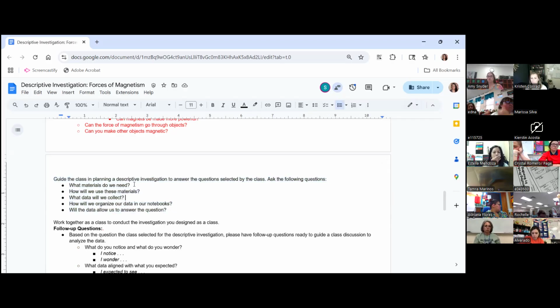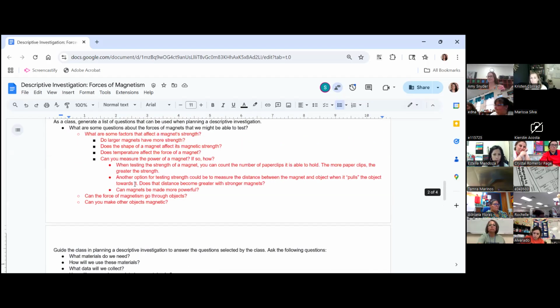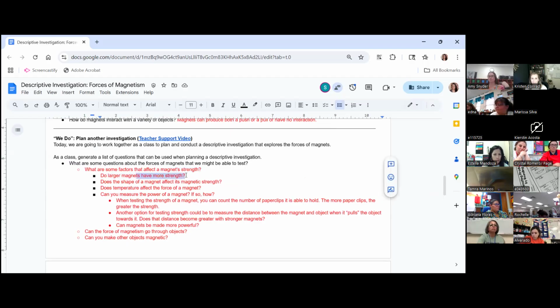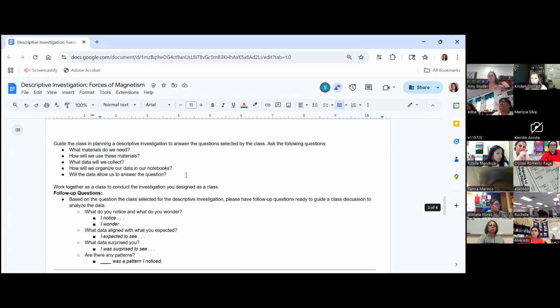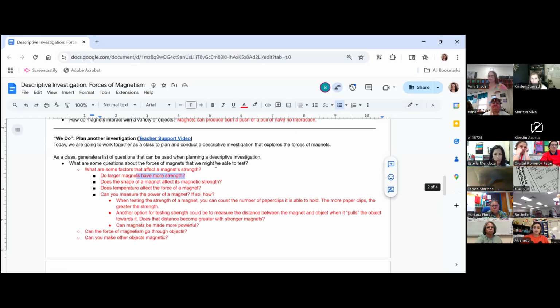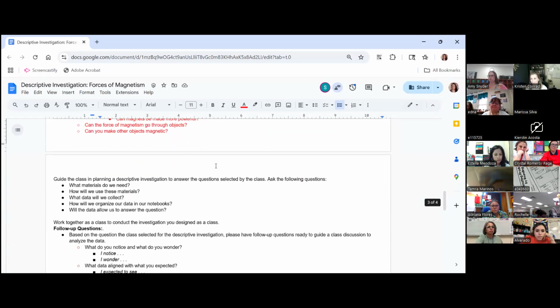So boys and girls, we need to walk through these questions, all right? So remember, our question is, do larger magnets, right here, do larger magnets have more strength? So in order to do that, boys and girls, number one, what materials do we need? You're my boys and girls right now, teachers. In the chat, can you tell me what materials will we need to carry out that investigation of do larger magnets have more strength?